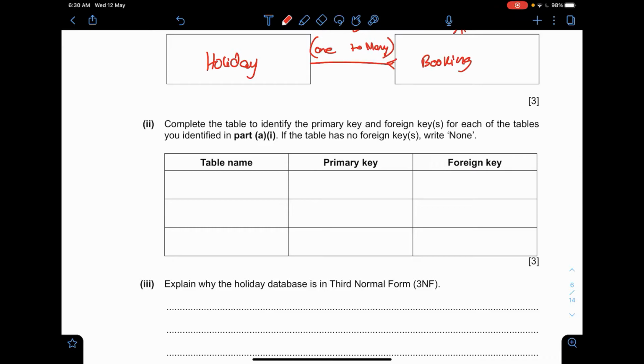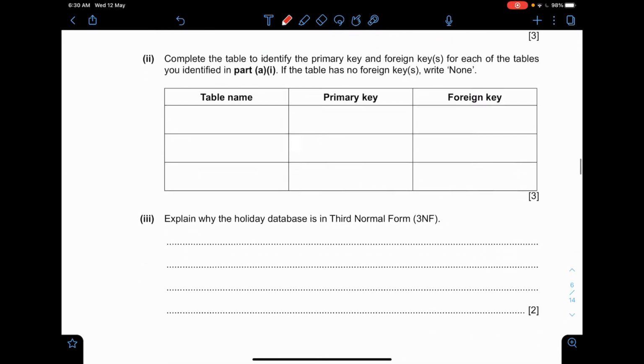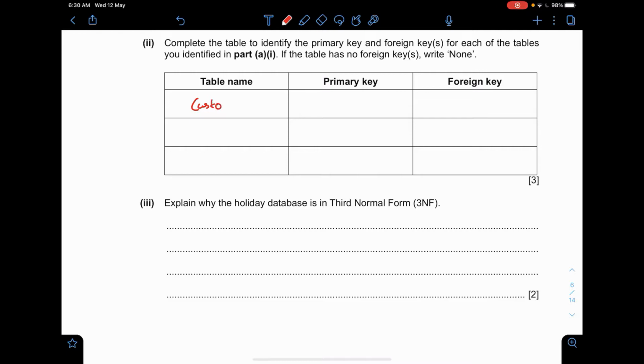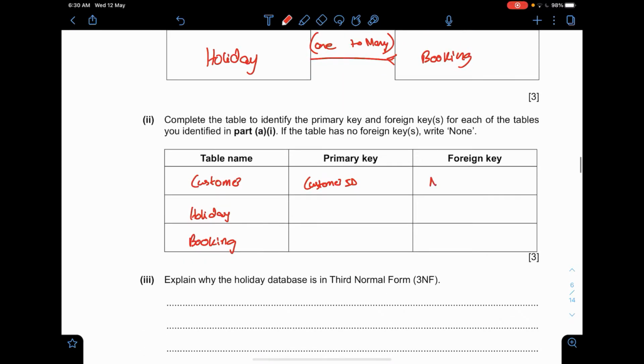Okay, so complete the table to identify the primary key and the foreign key for each of the tables you identified in part A. If the table has no foreign key, then write none. So we have the customer table, the holiday table, and the booking table. For customers, we're gonna have customer ID for sure, and as you can see, there won't be any foreign key. And holiday ID, and there's gonna be no foreign key here as well.